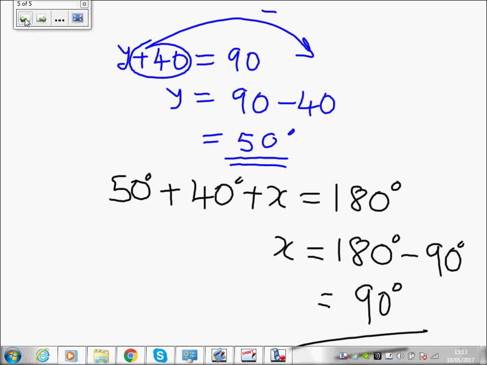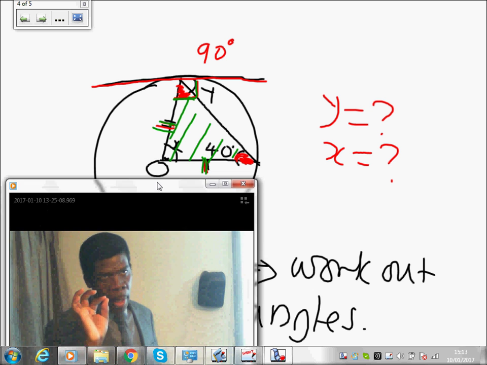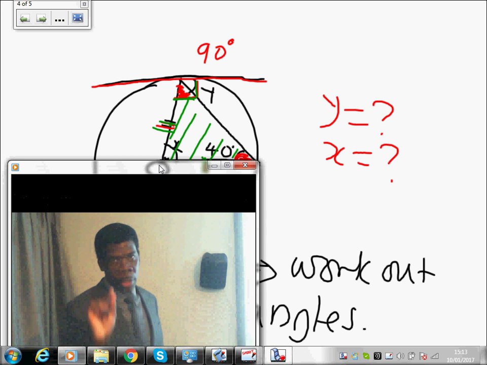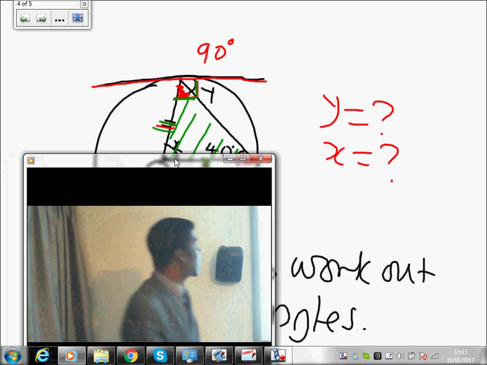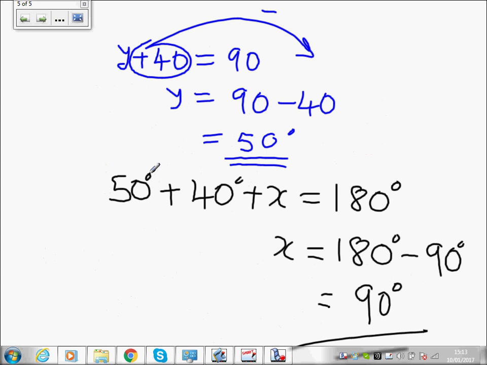What about x? If y is 50 degrees, that is 40 degrees. X is very simple. What rule are you going to use here? You have a triangle, which is shaded in green. What are the properties of a triangle in terms of the interior angles? Interior angles of a triangle add up to 180 degrees. So you simply say now 50 degrees which you found, plus the 40 degrees that you've been given, plus x must add up to 180 degrees. Can you see that?